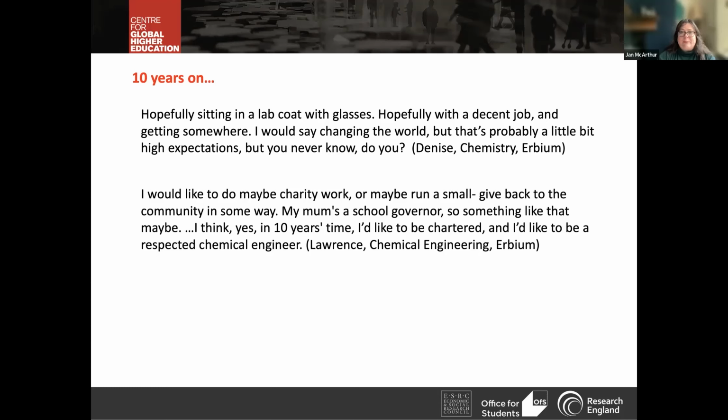We didn't really expect to find it, but there, in imagining 10 years on, Denise sort of has a freedom to think differently than she does when she's just thinking in the here and now or the immediate future. And the same with Lawrence: "I would like to maybe do charity work or maybe run a small give back to the community in some way. My mum's a school governor, so something like that maybe. I think, yes, in 10 years' time, I'd like to be chartered and I'd like to be a respected chemical engineer." So there's two interesting things there. Again, Lawrence is thinking about society when he imagines 10 years on, because in that imagination, he's not worrying about the financial stuff and the job and the mortgage in the same way.